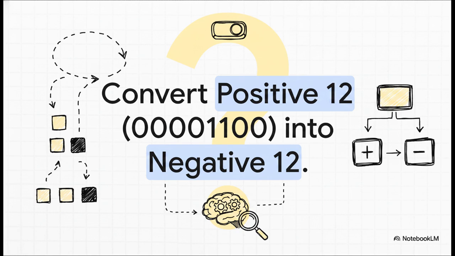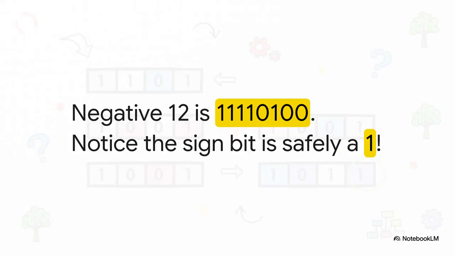I want you to convert positive 12, which in 8-bit binary is 00001100, into negative 12. Try applying either that standard two-step inversion method or the neat shortcut trick we just learned. Take your time. All right, let's see how you did.